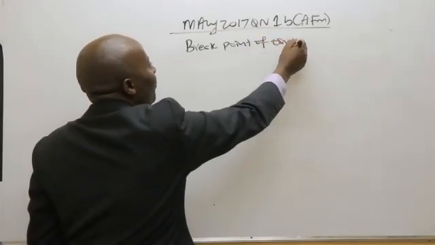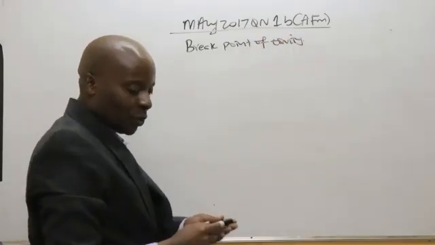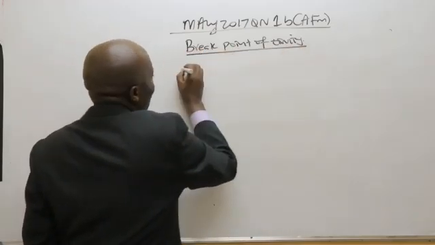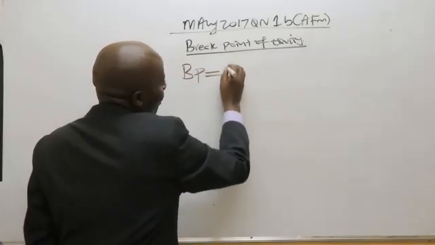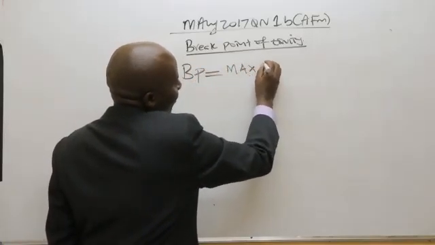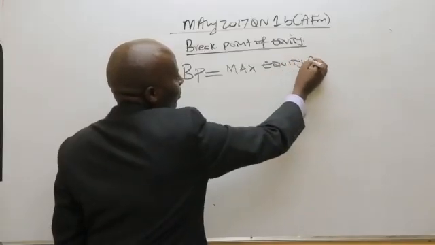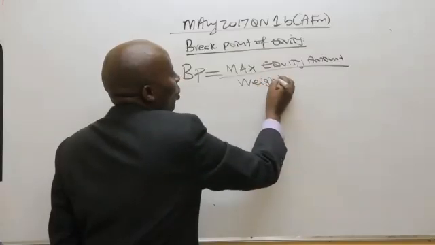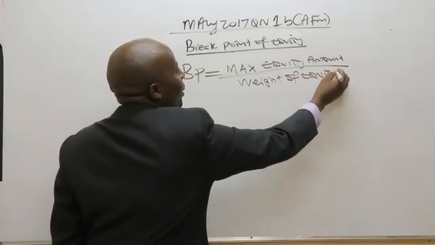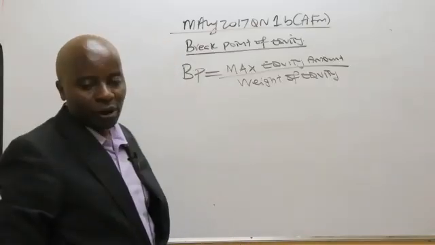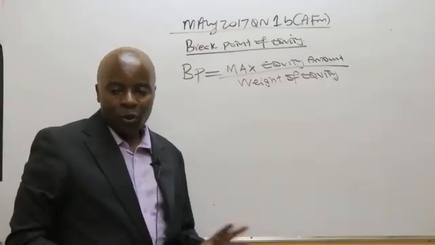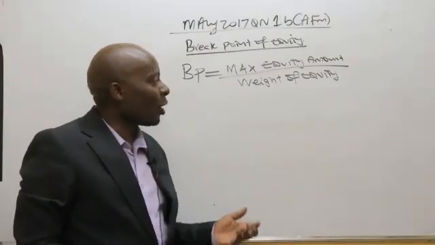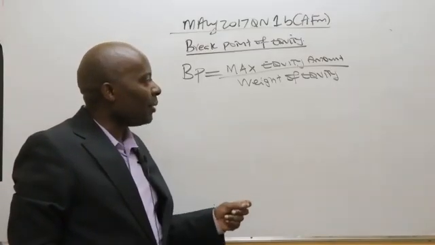of equity first. The break point of equity, ladies and gentlemen. To get a break point of equity, I need to remember the formula. The break point of equity will be equal to the maximum equity amount all over the weight of equity. Quite simple. It's just a ratio, a quotient where you take the maximum equity amount divided by the weight of equity.